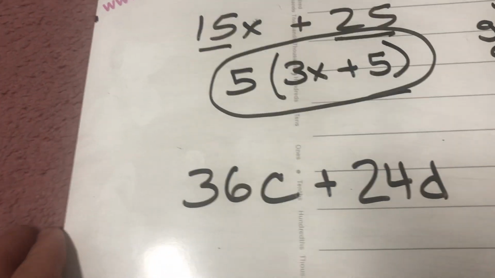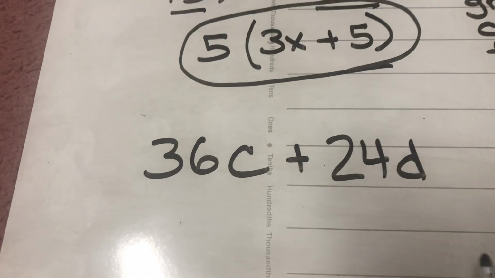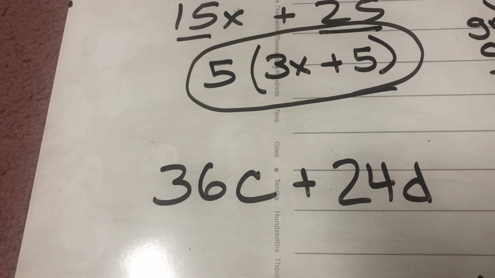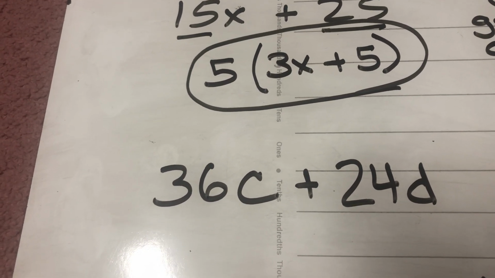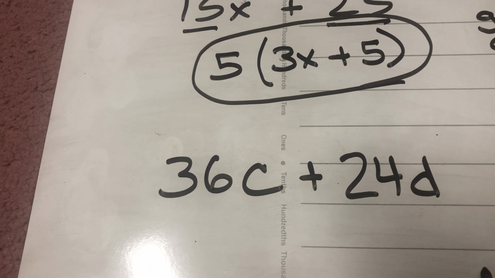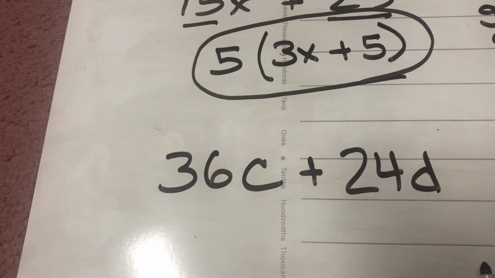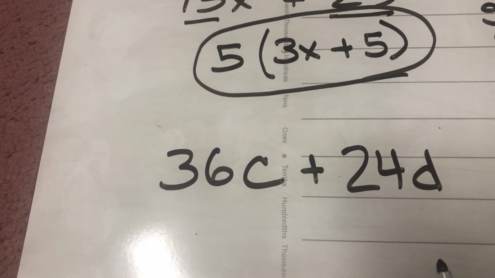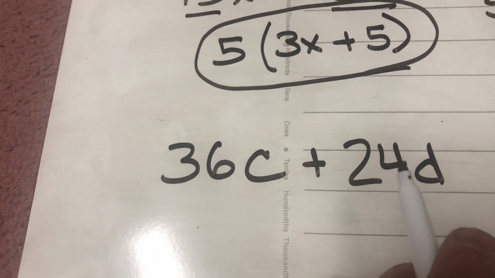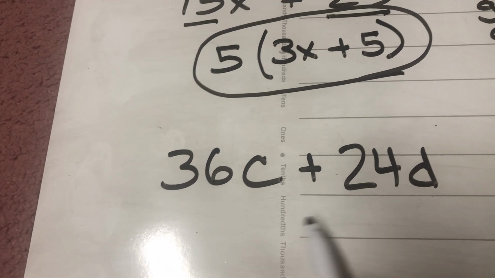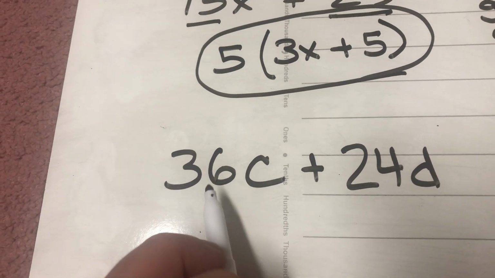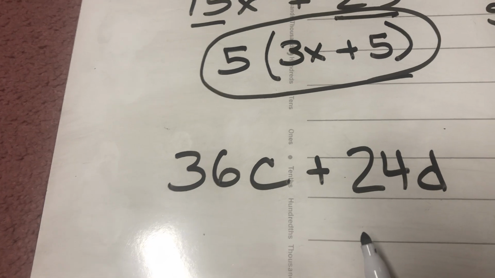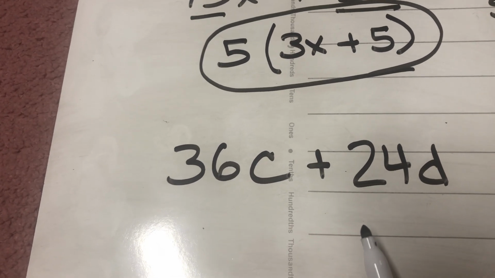All right, we've got one more example that we're going to look at. 36c plus 24. Well, when I look at 36 and 24, first of all, they're both even. So they're both divisible by 2. I know that 4 times 6 is 24. I know that 4 times 9 is 36. So they're both divisible by 4.